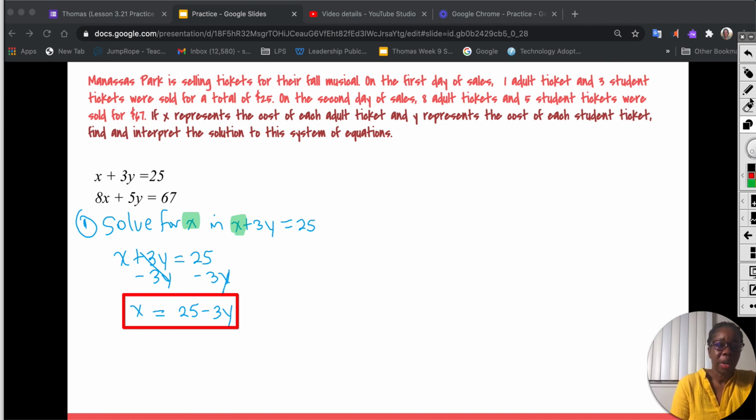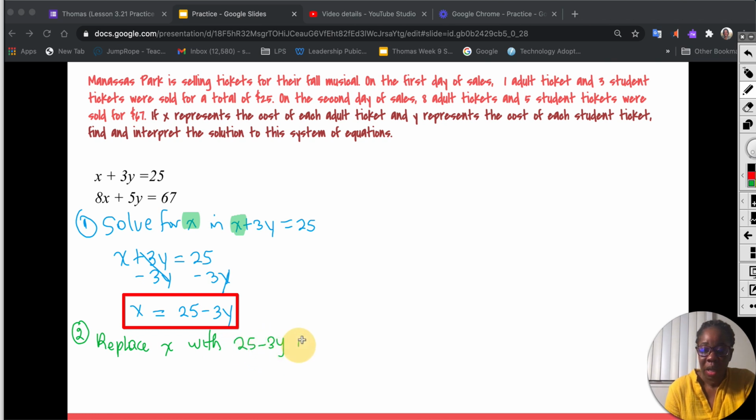So now that we have that, we can replace that expression for x in the second equation. So here's our second step. We are going to replace x with its equivalent expression. So that's 25 minus 3y in the second equation, which is 8x plus 5y equals 67.